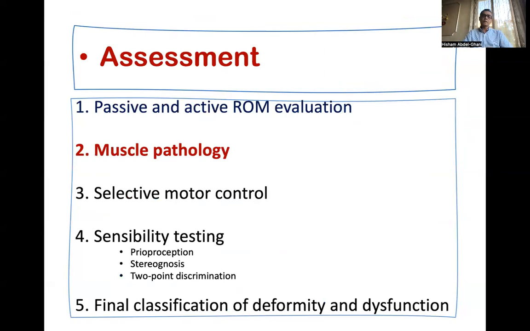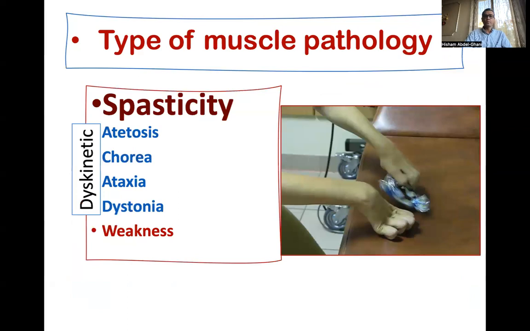The next examination, after examining the range of motion, is to define the muscle pathology. What is the pathology of this patient from the neurological point of view? Classically, we have either spastic cerebral palsy, where the patient has spasticity, or dyskinesia. And this dyskinesia may be athetosis, chorea, ataxia, dystonia, and weakness. And we have to demarcate these patients very well.